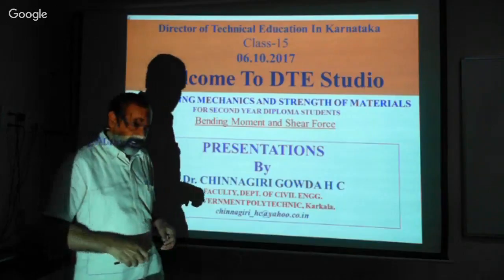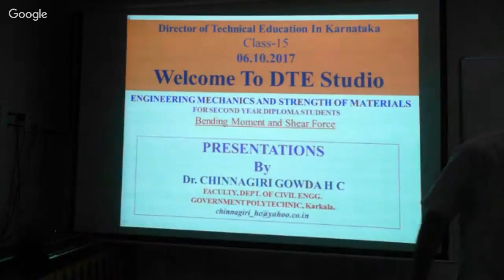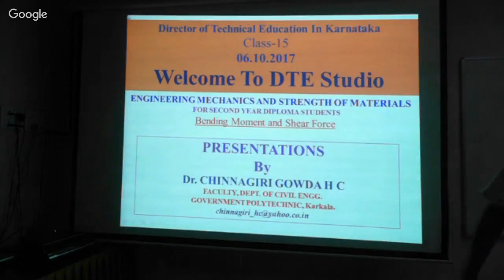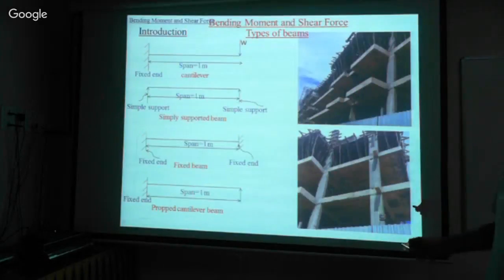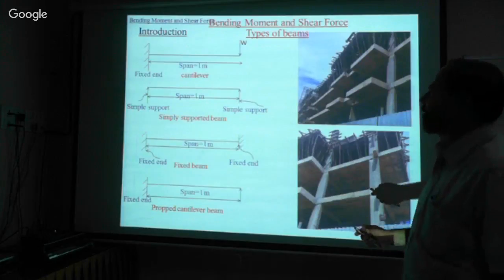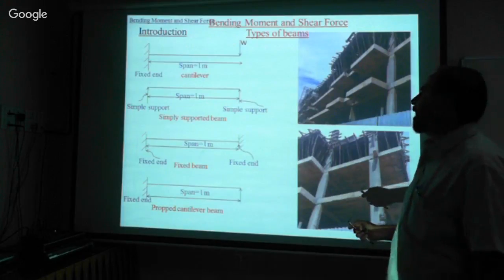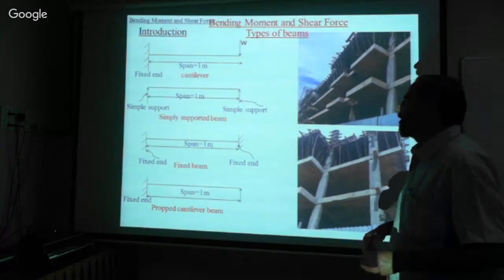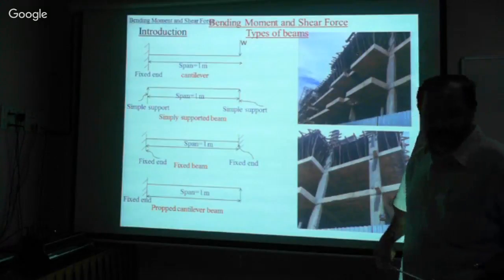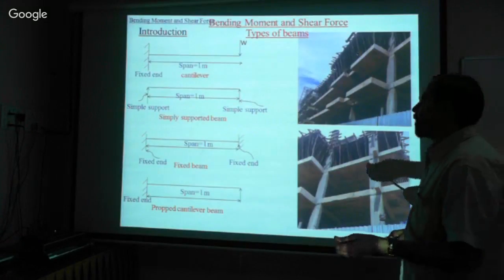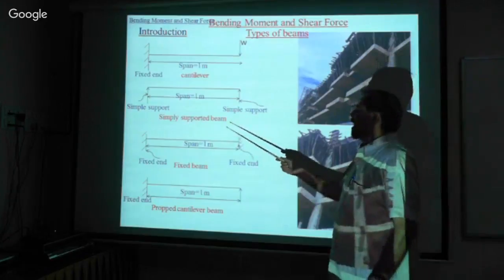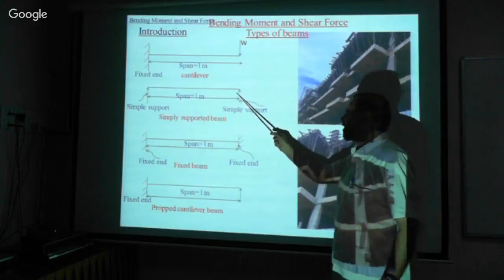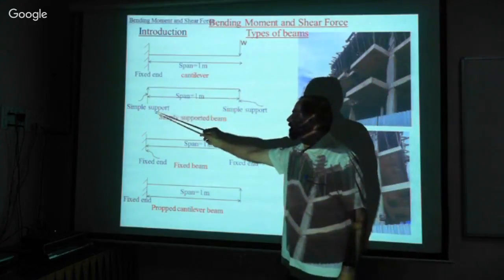Now let us go ahead with the topic, that is shear force and bending moment: how to plot the bending moment and shear force diagrams. Already we have discussed the types of beams. A cantilever beam has one end free and the other end fixed. Another kind of beam is the simply supported beam. A simply supported beam has a span of L meters between supports.